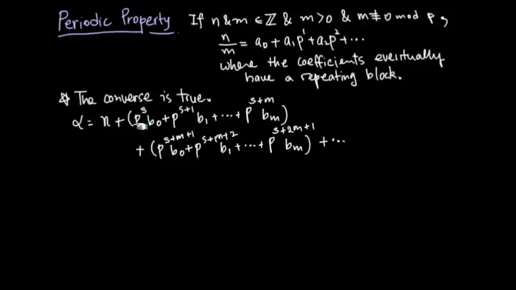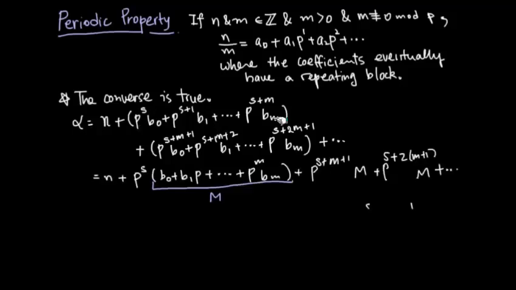Then starting from the s level, we have these coefficients b0 up to bm, and then the coefficients begin to repeat again: b0 to bm, the next part b0 to bm, and it keeps repeating. So I looked at these powers carefully. The first block starts from s and ends at s plus m, the next one starts at s plus m plus 1, and so on.